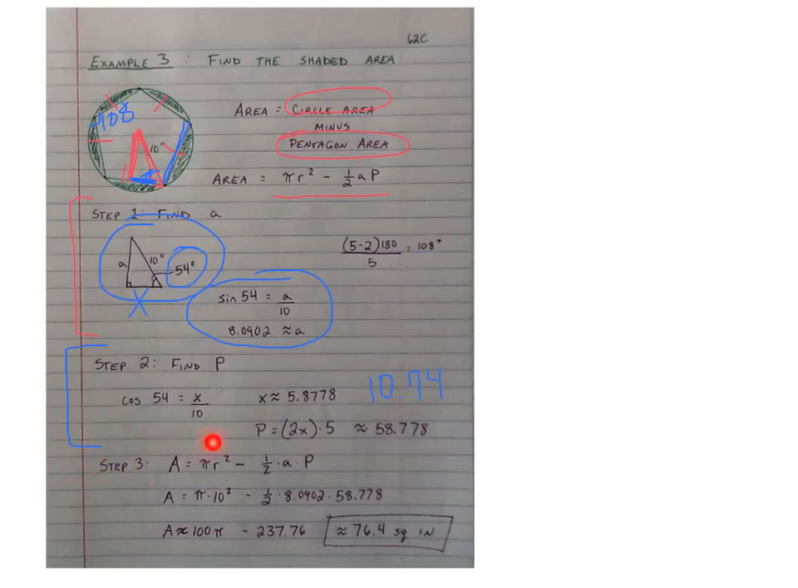Finally, we're able to do the full area calculation, which would be the circle minus the pentagon. So pi times 10 squared minus half times the apothem times the perimeter. And if we plug that into a calculator, it all works out to having an area of 76.4 square inches. Most likely on the skill test, this is how I'll phrase the question, because it has us do an area of a circle equation and an area of a regular polygon.